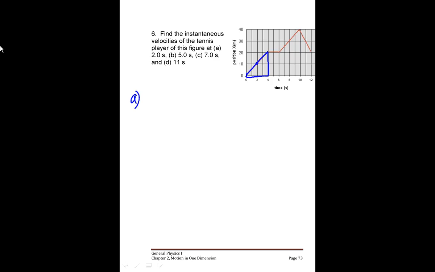All right, my run is 4. My rise is 20. So it's 20 over 4, which is 5 meters per second. For B, at 5 seconds, that's right here. All right, the slope of that line is obviously 0, so 0 meters per second, because there's 0 rise.